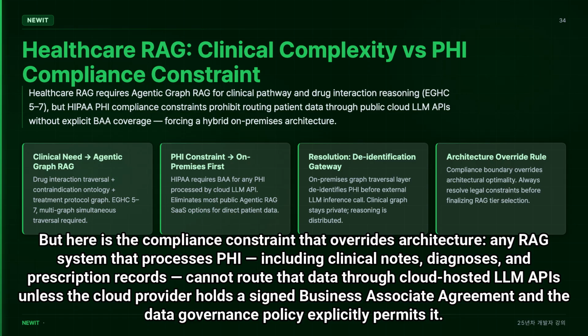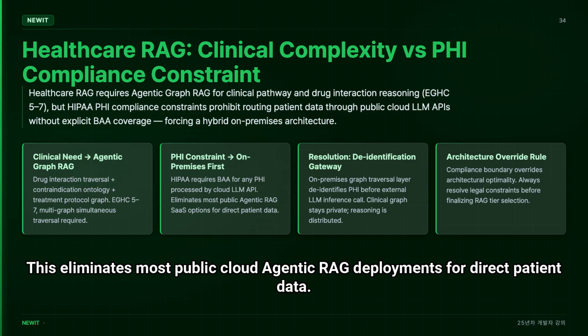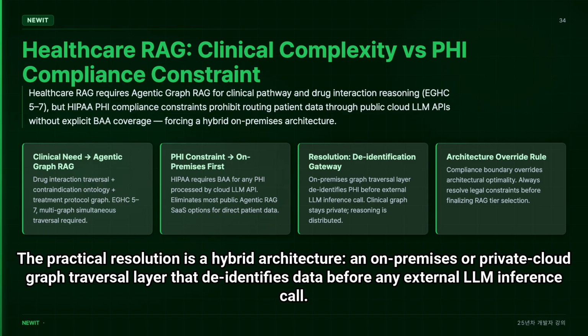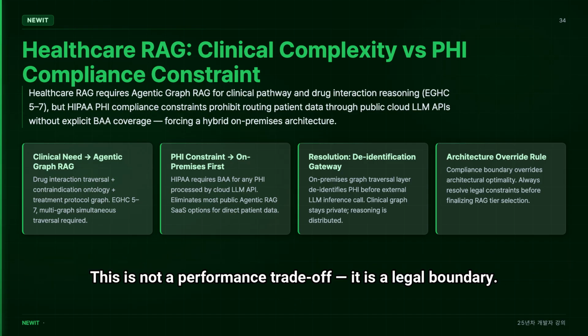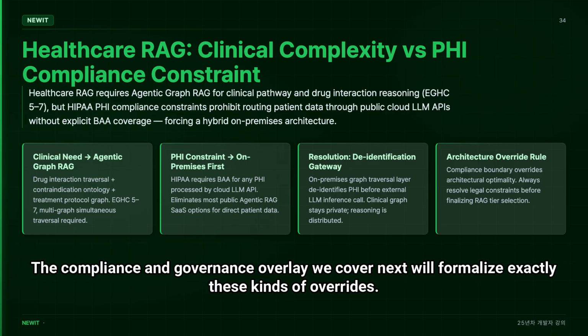But here is the compliance constraint that overrides architecture. Any RAG system that processes PHI, including clinical notes, diagnoses, and prescription records, cannot route that data through a cloud-hosted LLM API unless the cloud provider holds a signed business associate agreement and the data governance policy explicitly permits it. This eliminates most public cloud agentic RAG deployments for direct patient data. The practical resolution is a hybrid architecture, an on-premises or private cloud graph traversal layer that de-identifies data before any external LLM inference call. This is not a performance trade-off, it is a legal boundary. The compliance and governance overlay we cover next will formalize exactly these kinds of overrides.